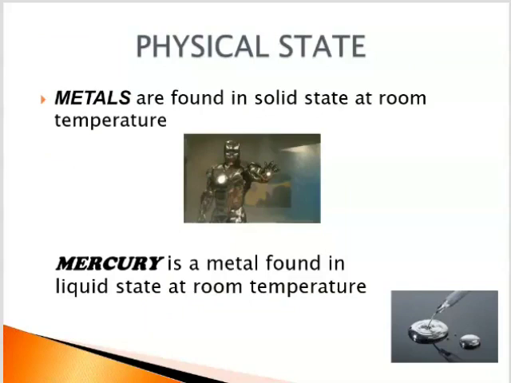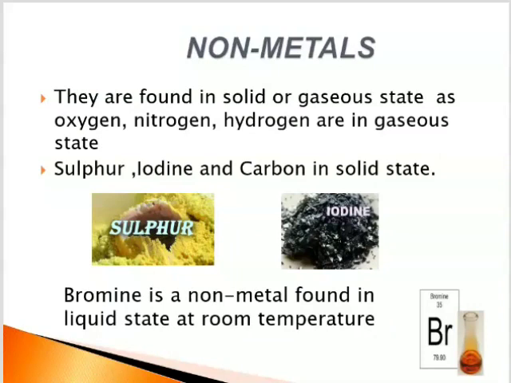Physical state. Metals are found in the solid state at room temperature except mercury. Mercury is the only metal which is found in a liquid state at room temperature. Non-metals are found in the solid or the gaseous state at room temperature. In the solid form, sulfur, carbon and iodine, whereas in the gaseous form, nitrogen, oxygen, hydrogen. Bromine is the only non-metal which is found in the liquid state at room temperature.